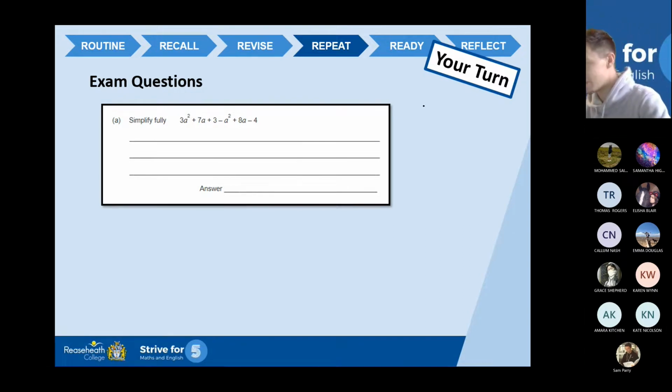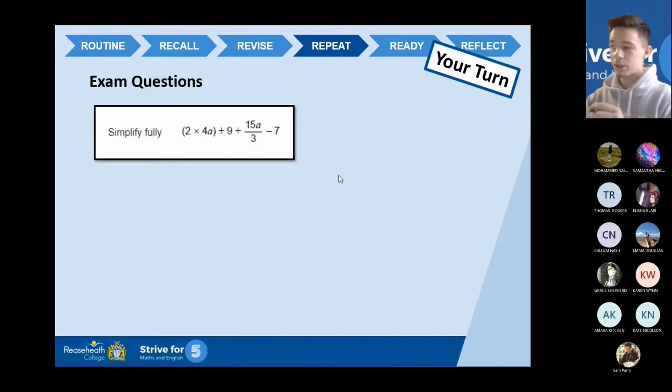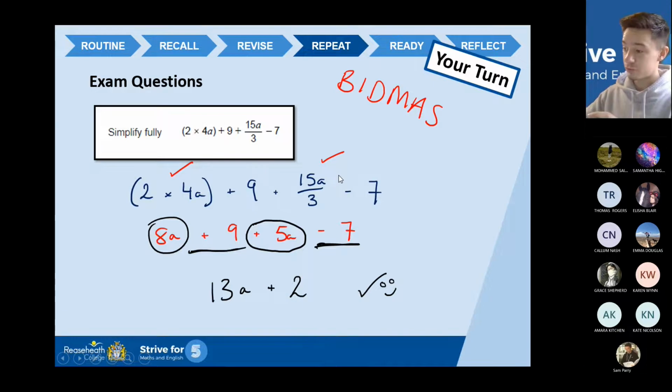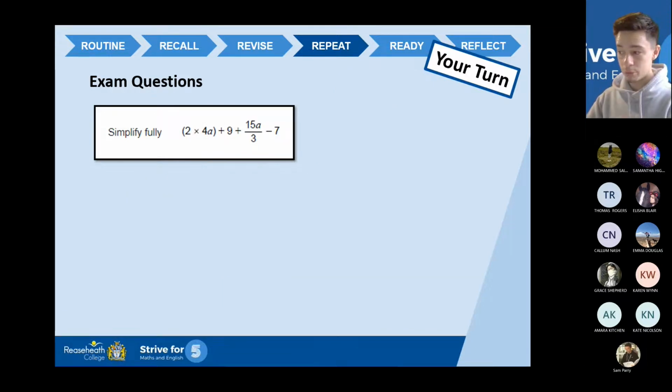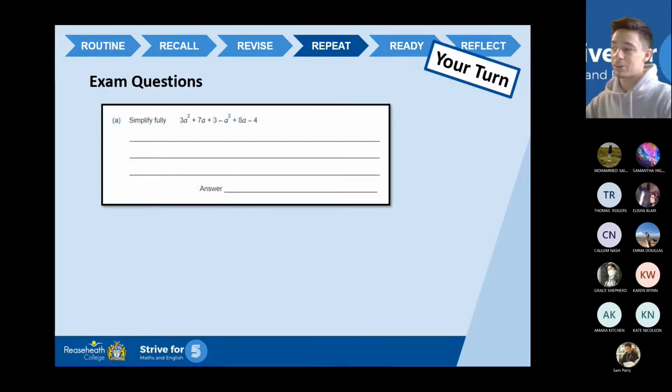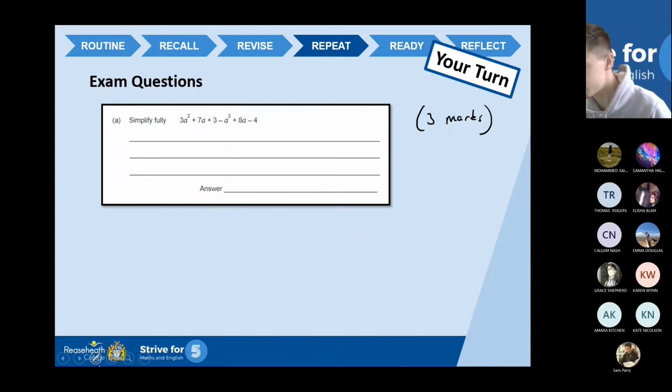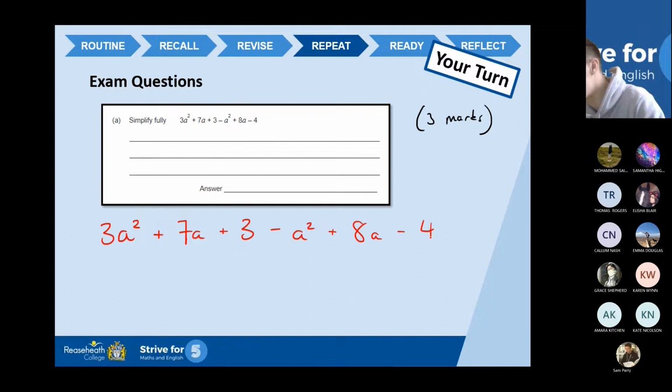Now, this is the final question I got you guys to do, and it was a 3-marker, okay? Similar to this one, this was a 3-mark question. So if you've got 13a plus 2, you got 2 marks, 3 marks, and then similar to this one here. So I don't know if you guys can see the screen very well. You kind of can't actually, can you? So let me make it bigger. So 3a squared plus 7a plus 3 minus a squared plus 8a minus 4.